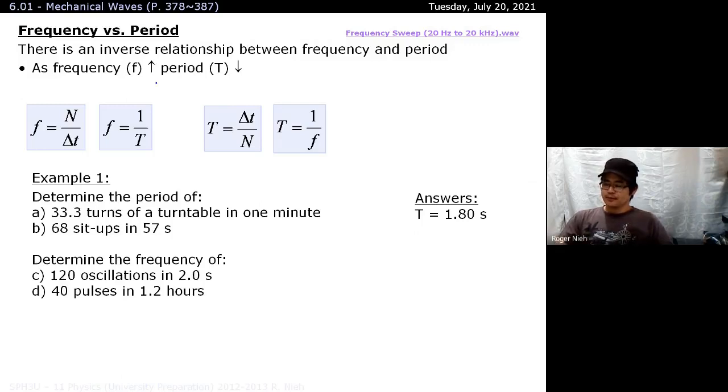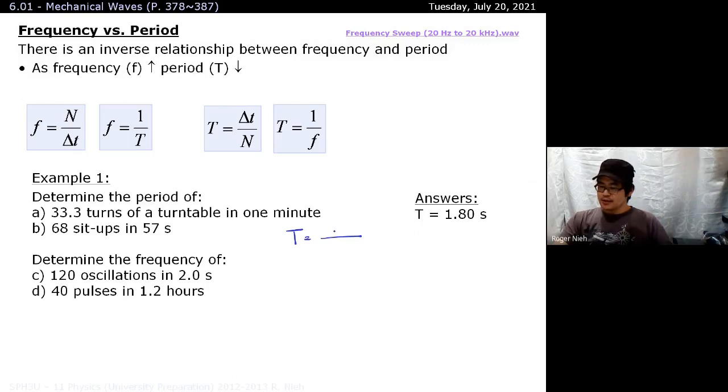Let's try out the next one. Okay, let's find out the period, and period is denoted with a capital T. Right. So 68 sit-ups in 57 seconds. That's a pretty good gym-going person to do that. I'm sure I will not be able to attain that.